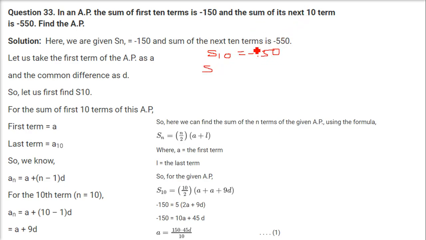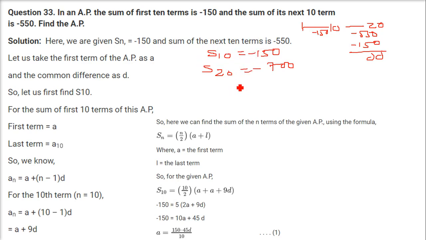And sum of its next 10 terms. So from 1 to 10 terms, it is minus 150, and from 10 to 20, it is minus 550. So what you can do here is, you can say S10 is minus 150 and S20 is minus 550 plus minus 150. So what do you get? Minus 700 you get. So you can just use this expression and try to solve for A and D.